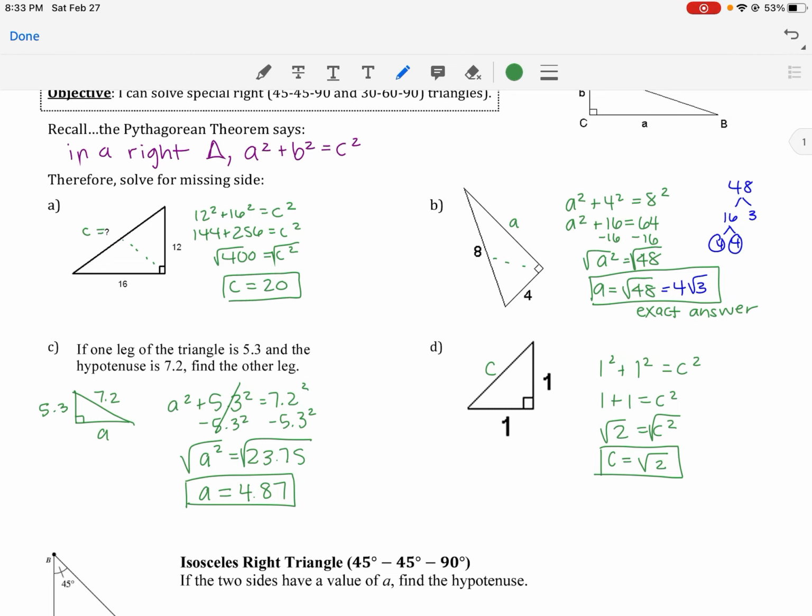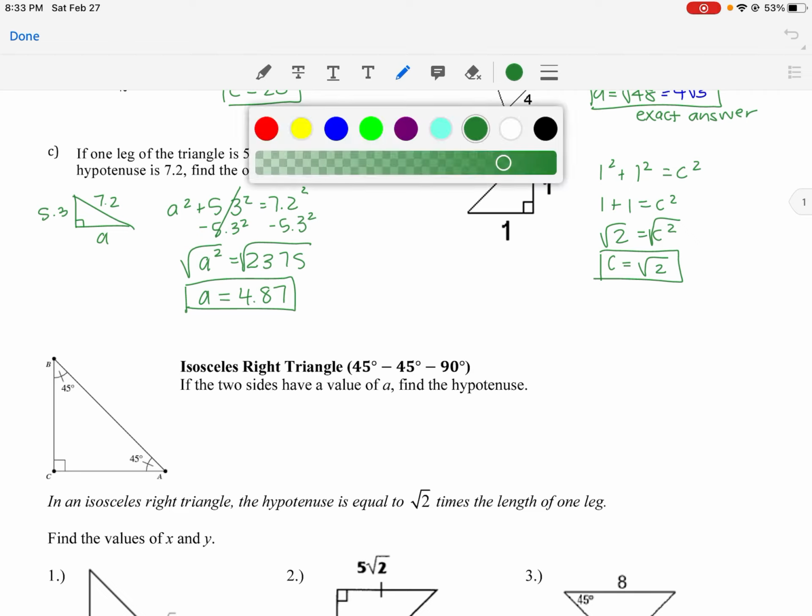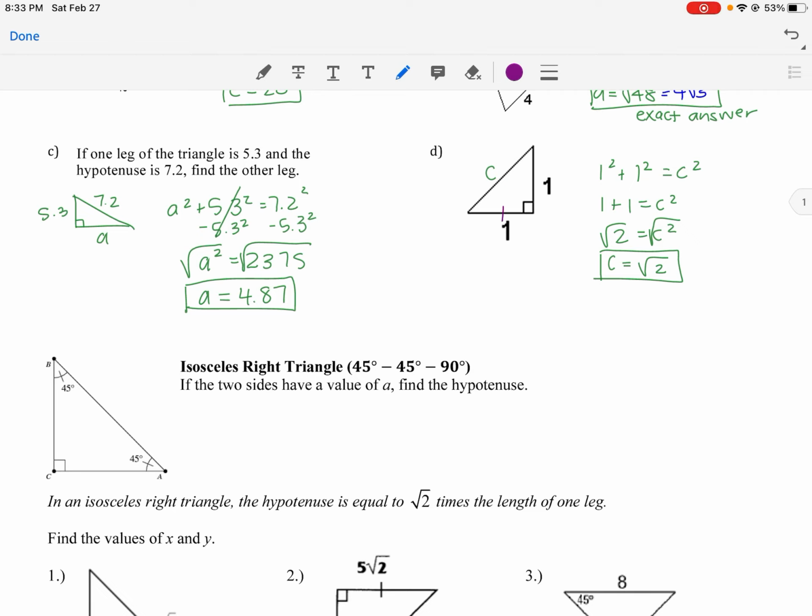Okay. This is the relationship that I want to point out. In this picture we actually have an isosceles triangle, so it means that these two angles are equal as well. In any isosceles triangle, the two legs are equal. That's the definition of isosceles. But the hypotenuse will always be the square root of 2 times the side lengths.